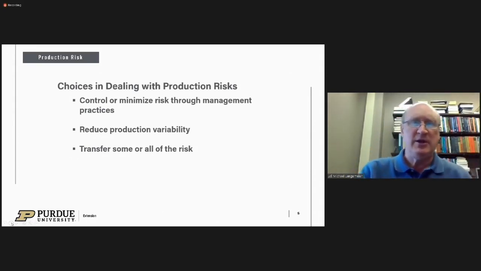Choices in dealing with production risk, and again, Ed and Jenna will talk about this in more detail. We can control, or it should probably say mitigate rather than minimize. Our goal is not often to minimize risk. We have this risk-return trade-off we need to think about, and so we're mitigating or trying to reduce risk while maintaining our production level if possible. And so what are some ways that we can control or mitigate risk through management practices? How can we reduce production variability with some standard management practices? And then what are some ways we can transfer some or all of the risk of an activity to someone else?